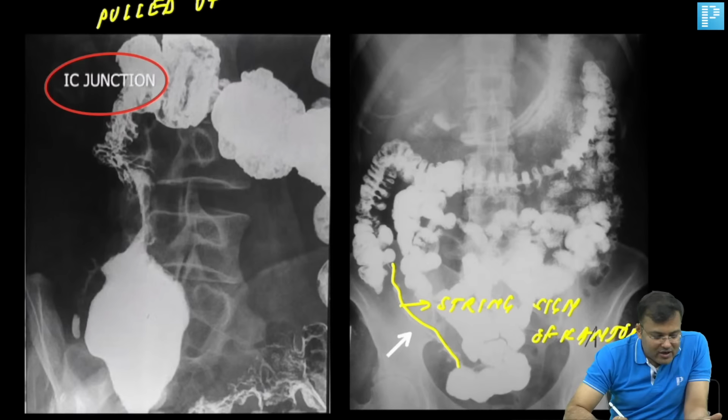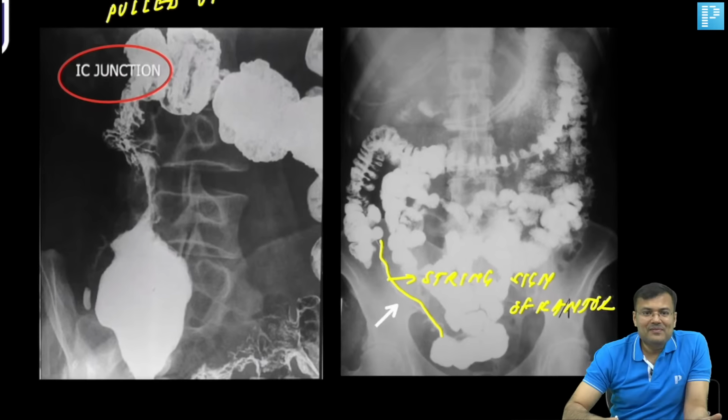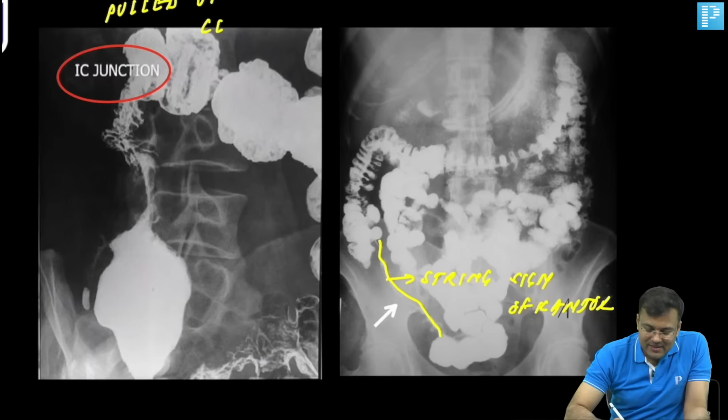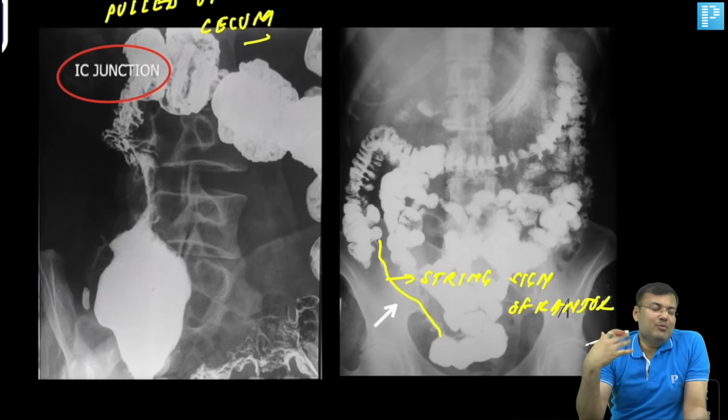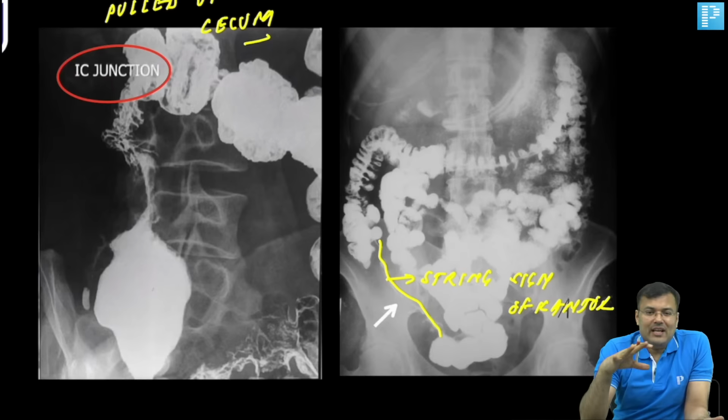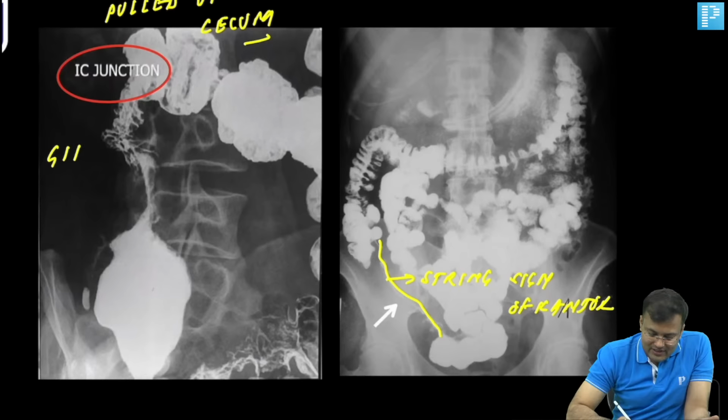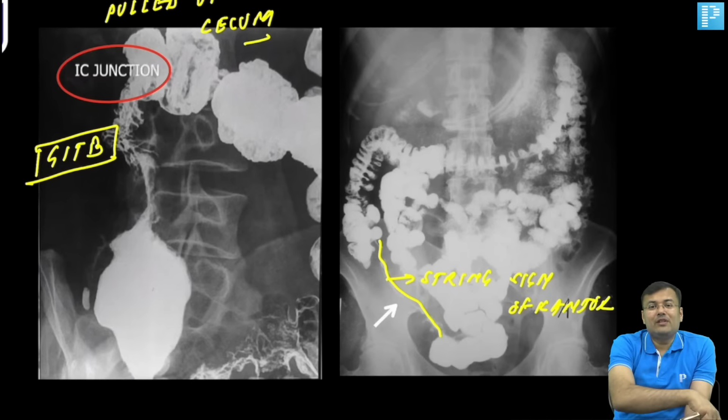Who is marking Crohn's? Very bad. In Crohn's there is no pulled up cecum, guys. String sign of Kantor is there in Crohn's. In tuberculosis there is Stierlin sign, string sign of Kantor, both. But pulled up cecum, obtuse IC angle, gooseneck appearance, all these are seen in tuberculosis. So this is GI tuberculosis, gastrointestinal tuberculosis.